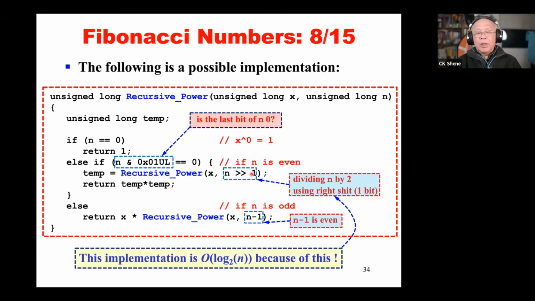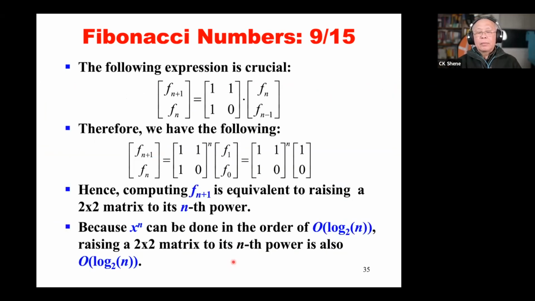Because every time we shift n to the right by 1 bit, it's equivalent to dividing n by 2. Therefore, this implementation is of log n complexity. Now, after knowing this, let's do Fibonacci numbers again.